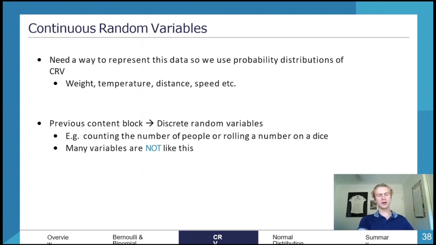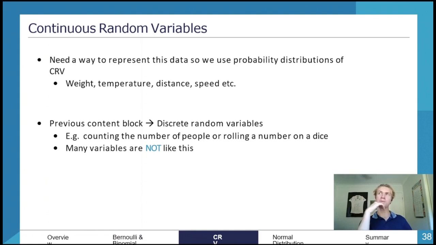So for the last half an hour or so, this previous content block that I've been talking through was discrete random variables. And examples of that included counting the number of people in a room, or rolling a number on a die. We can't get these decimal places. And as soon as you think there's decimals, you should be suspicious that it's a continuous random variable.